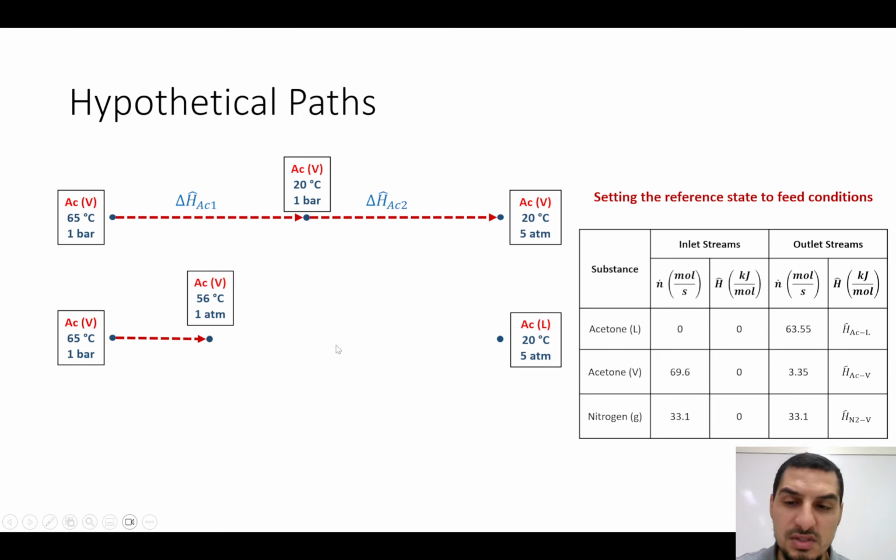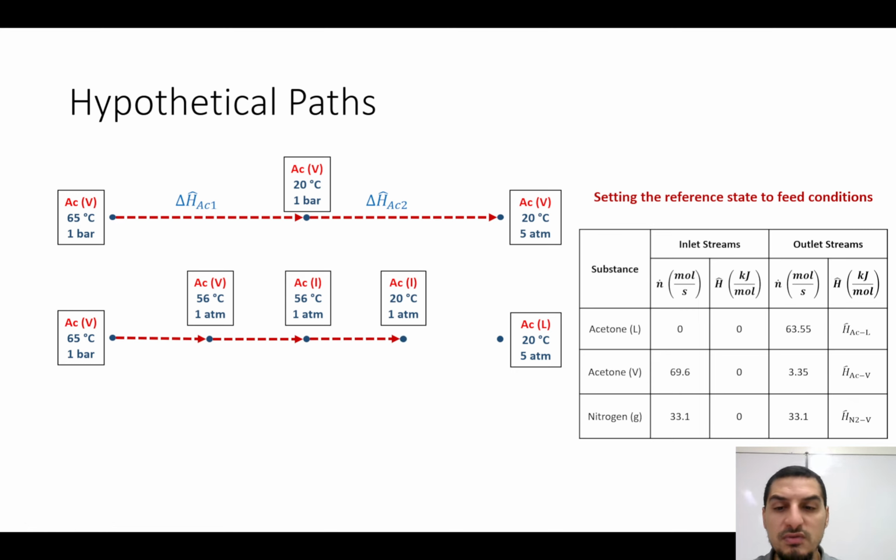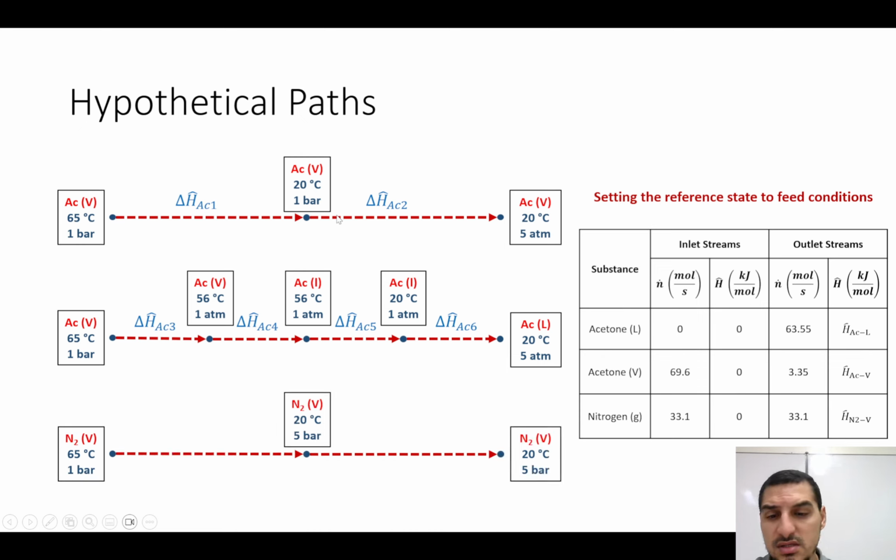Then at 56, which is the boiling point, we can put one step of the phase change. Then from here to there we have 2 changes, one in temperature and one in pressure. The one in temperature is going to be from 56 to 20, and the pressure from 1 atmosphere to 5 atmospheres. And then we have 4 enthalpies in this hypothetical path. Finally, for nitrogen it is going to be exactly similar to what we did in acetone vapor: 1 change in temperature and 1 change in pressure. So we have 8 enthalpies to calculate.